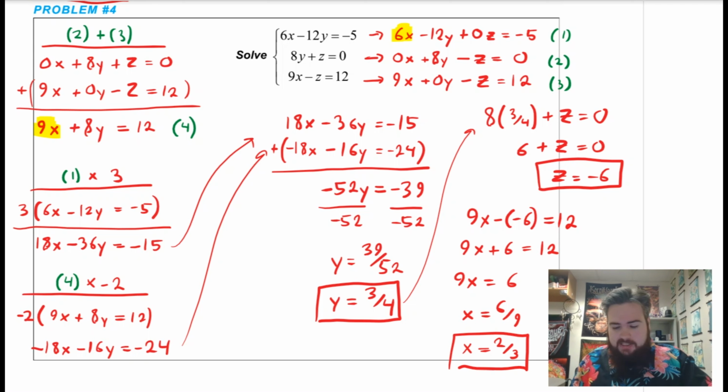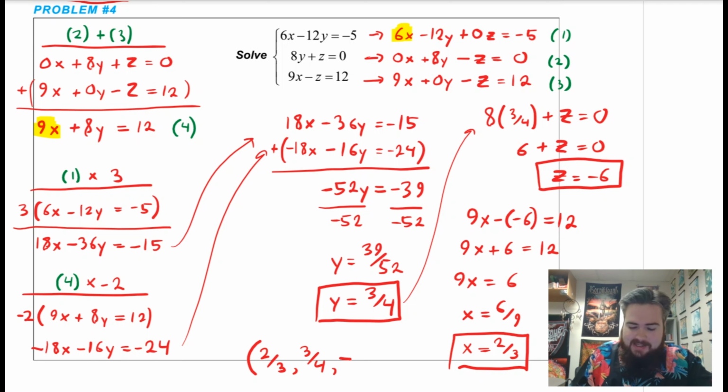This would be now my set of solutions, which I can write as my final solution in terms of an ordered triple: x is 2/3, y is 3/4, and z is negative 6.